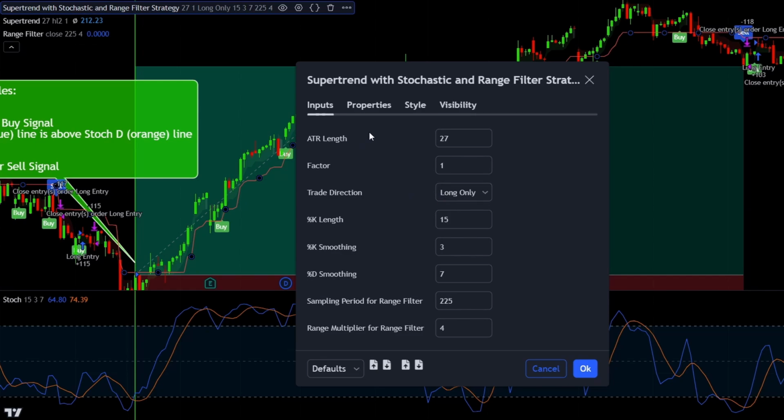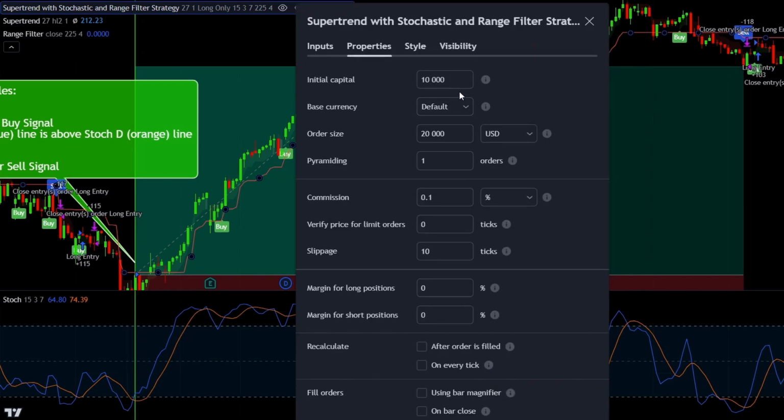And now let's take a look on the backtest results. For the backtest, I'm using a $10,000 capital with a $20,000 position sizing on each trade, which means that we are using a 2x leverage. This is a one trade at a time strategy, so if we have an open position, we won't enter into another one until the previous one has closed. The commission is set to 0.1% on each entry and exit, and the slippage is set to 10 ticks.